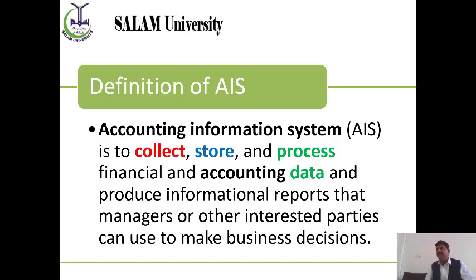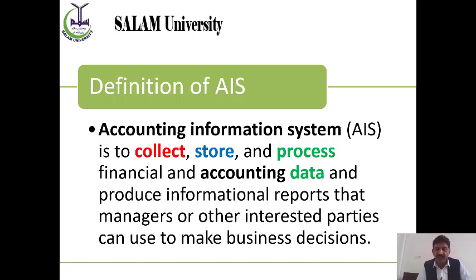Accounting information system. What do we mean by accounting information system? It is to collect, store and process data. The basic purpose of the accounting information system is that it should collect, store and process financial and accounting data into meaningful information. And that information should be used by the manager and other interested parties to make business decisions.